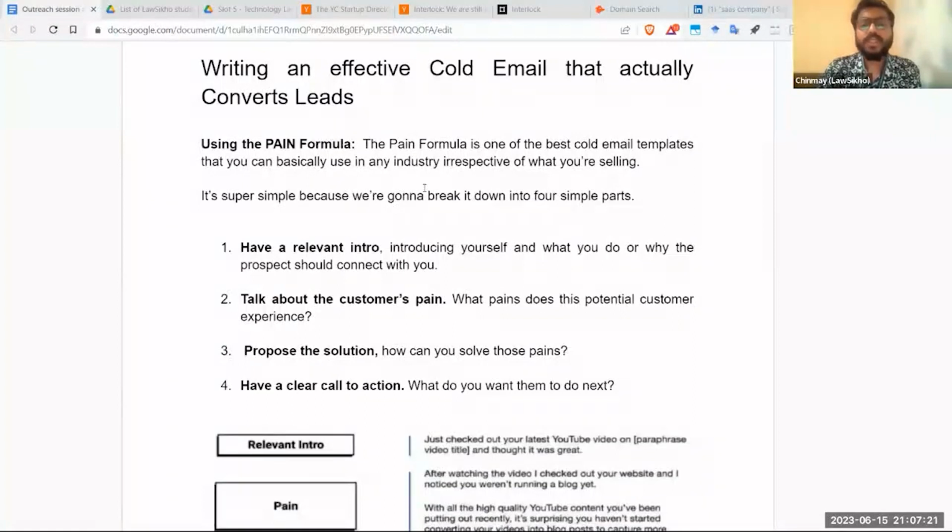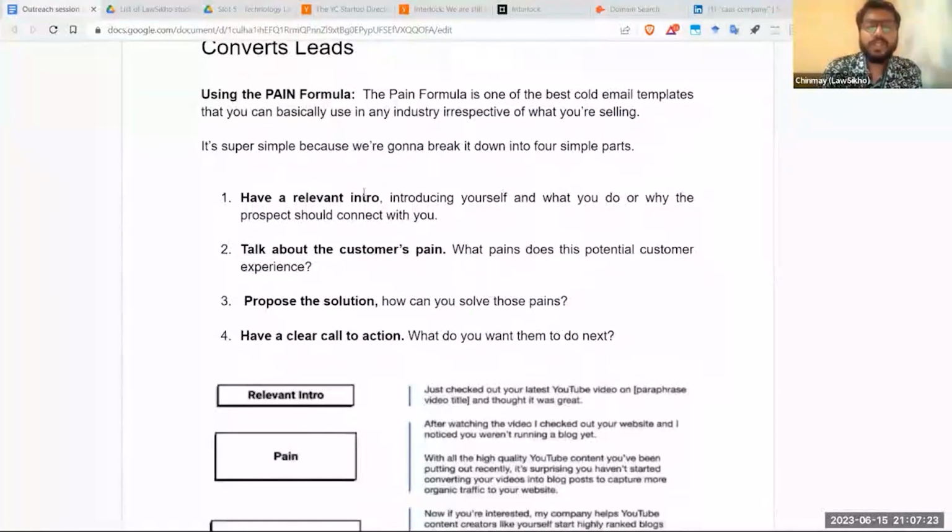So using the pain formula, this is firstly, it's divided into 4 neat brackets. Firstly, having a relevant intro. And I'm going to discuss 2 or 3 examples. Hopefully that will differentiate how your emails would vary depending on your connection with the particular prospect, right?